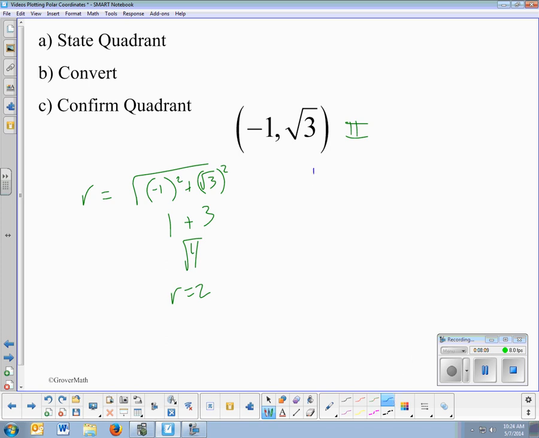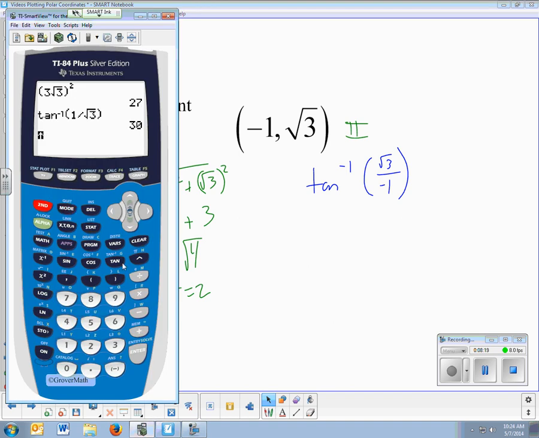For theta, we do inverse tangent y over x. That's radical 3 over -1. And we type this into our calculator. So we'll do second tangent. I could just do negative radical 3 instead of rad 3 divided by -1. I mean, it's the same thing.